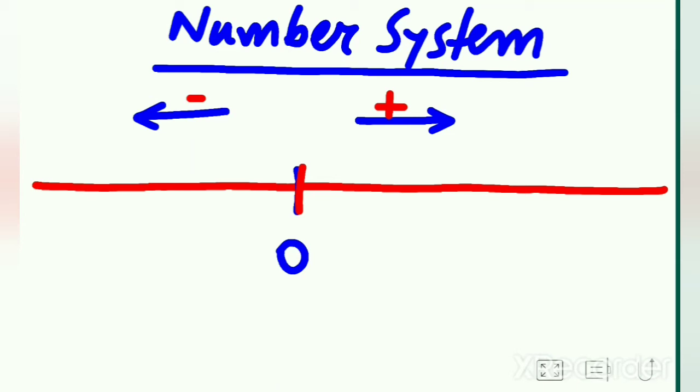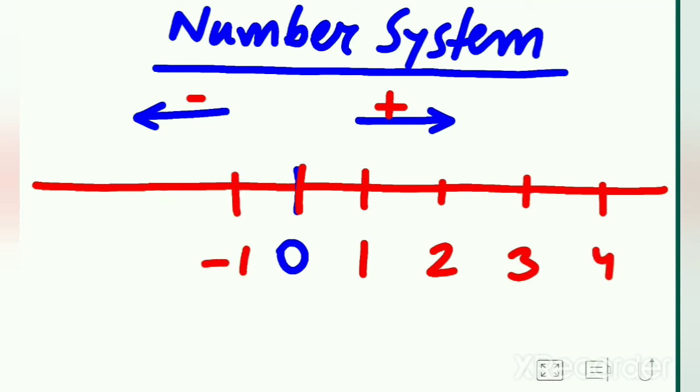Now you can see I'm writing some numbers, positive and negative. As I said earlier, the negative numbers are resting left side of the 0. -1, -2, -3, -4, and this line is a continuous line.